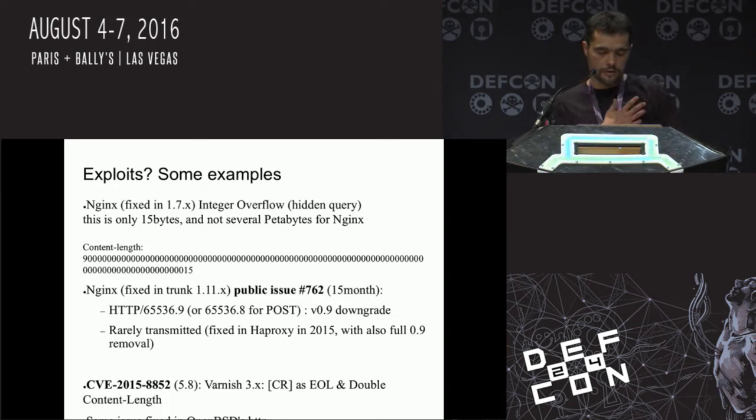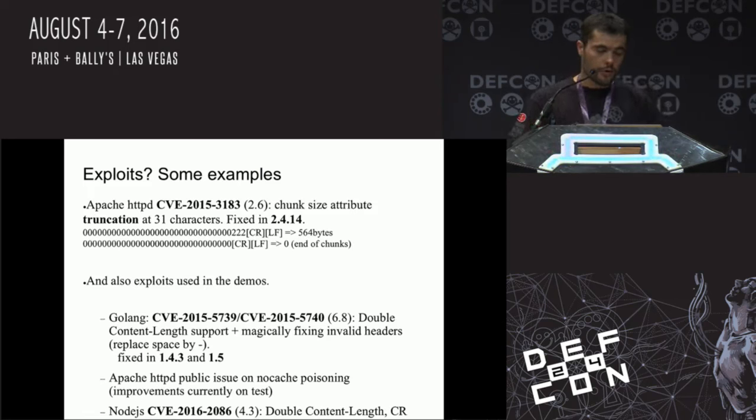Another one here, it's a CVE against Varnish, where the CR end of line was valid. And you could also use double content length headers. There's another one, but I can't remember what. Another one on Apache, like here, it's on the chunk size attribute. So when you do chunk transmission, you've got chunks with a size. There was a truncation, like only the first 31 characters are read. So you can use zero characters and try to alter the size of the chunks. This is now fixed, of course.